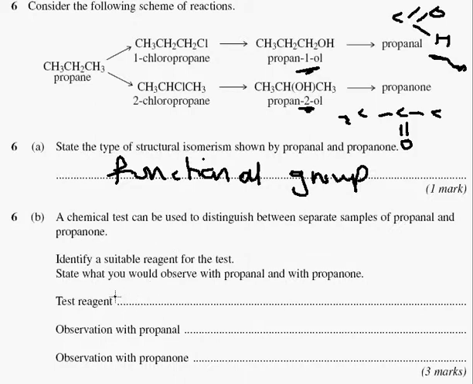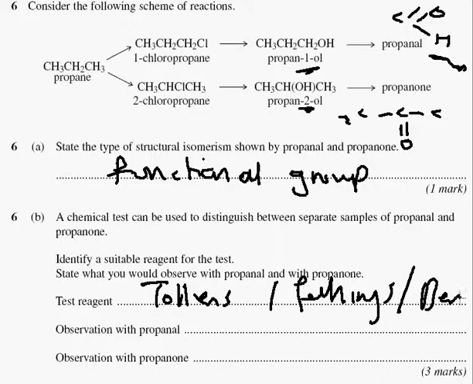My favourite is Tollens reagent because I like silver. So one way of testing, it says a chemical test can be used to distinguish, and they love that, between separate samples of propanal and propanone. Identify a suitable one. You can have Tollens reagent or Fehling's solution or Benedict's. Pick one.